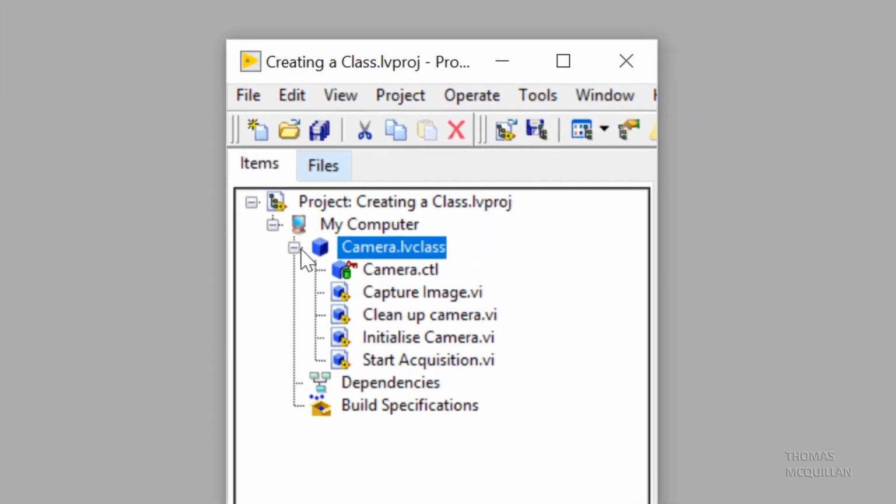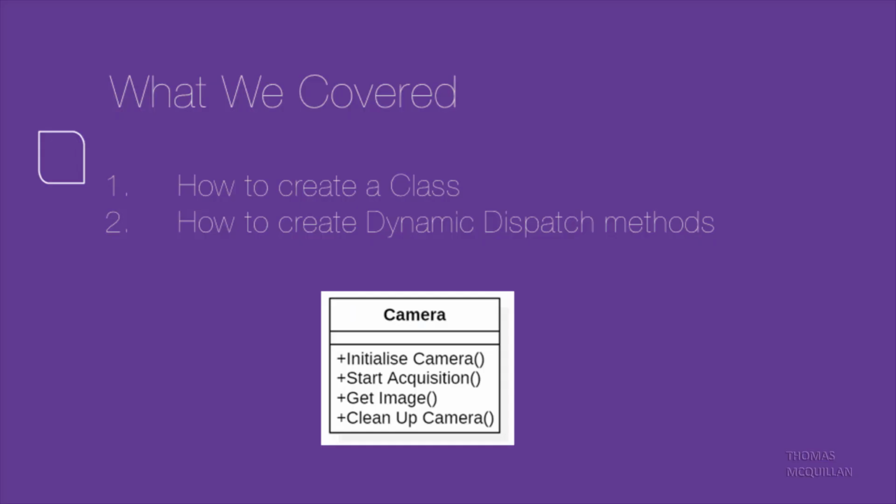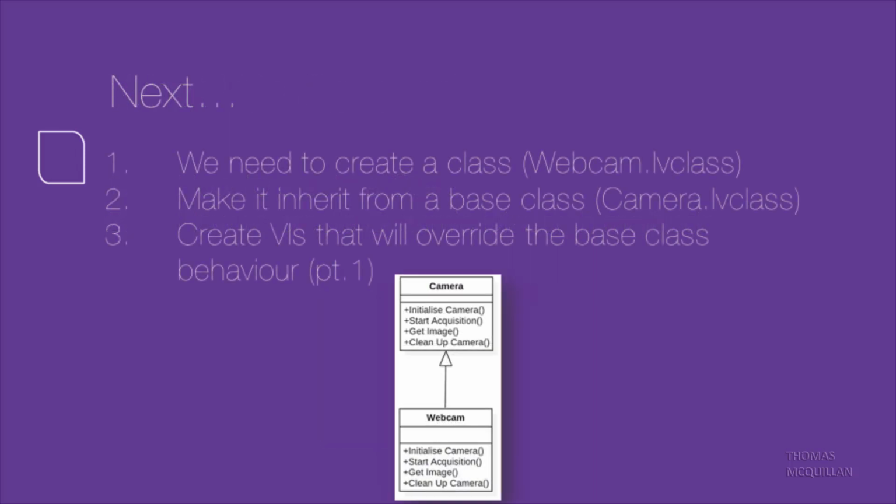We have one camera class and four dynamic dispatch methods. In this video, we covered how to create a class and the dynamic dispatch methods. In the next video, we're going to create a class called the webcam class, have it inherit from the camera class, and also create some VIs that will override the base class behavior.